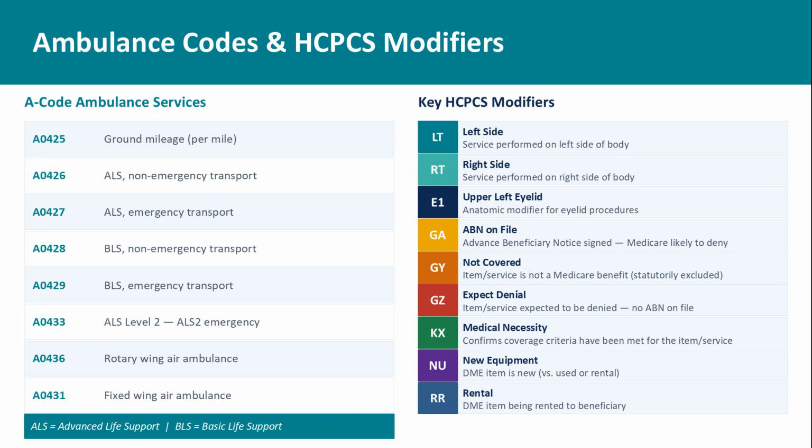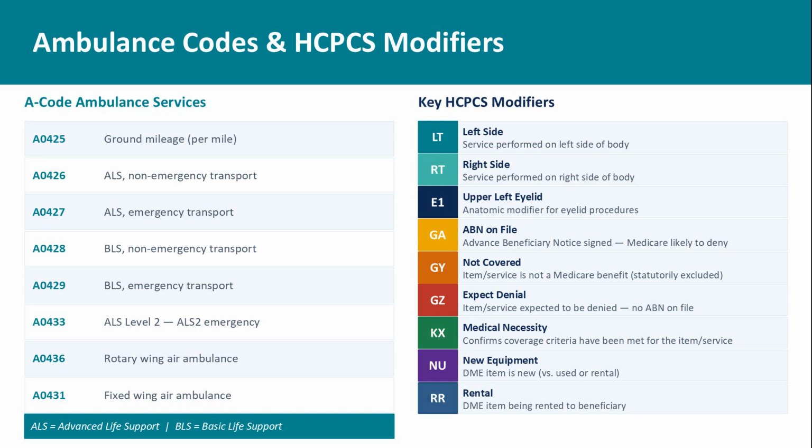GA, GY, and GZ are Medicare-specific modifiers related to coverage and advanced beneficiary notices, called ABNs. If a provider suspects Medicare will deny a service but wants to bill the patient, they must have the patient sign an ABN first, and then append GA to the claim. GY means the service is never covered by Medicare. It's statutorily excluded. GZ means you expect denial, and there's no ABN on file, which means you cannot bill the patient.